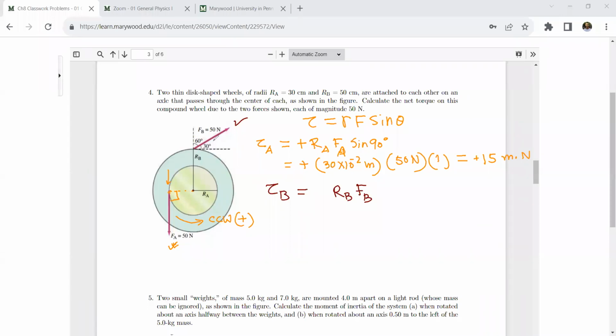Many students make mistakes here. So this angle is 90 degrees. So 90 plus 30 is 120 degree. So either you have to use 120 degree, or you see that this is already given 60 degree. So you have to understand how the angle is determined here. So it will be either sine 120 degree or 60 degree. Both give the same numerical value. So let me use 120 degree.